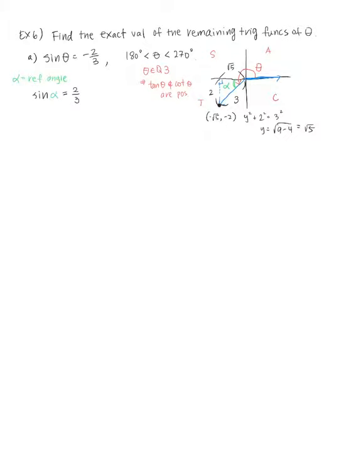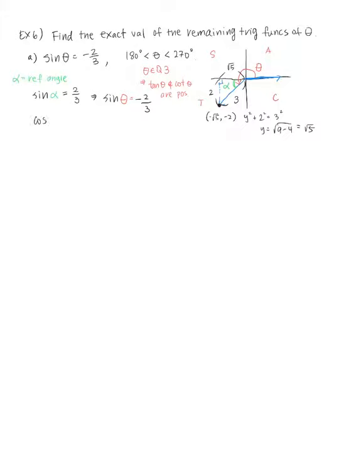Okay, so since the reference angle of sine of alpha is 2/3, according to the reference angle theorem, that implies that sine of theta is going to be, so let's see, in quadrant 3, sine is negative. So here, you're going to have negative 2/3. But that's given to us anyways, right?